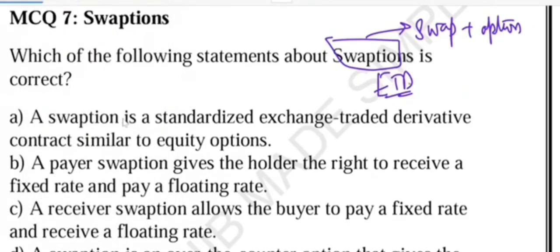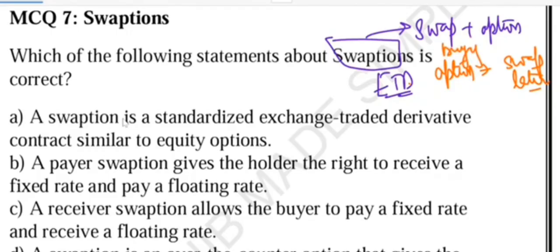Swaption means you are buying an option to enter into a swap later. You will enter into the swap later, and for that you are buying an option. Is it clear? You are buying an option to enter into a swap later, but only if you want to. There is no obligation. You have the right to enter into the swap later.